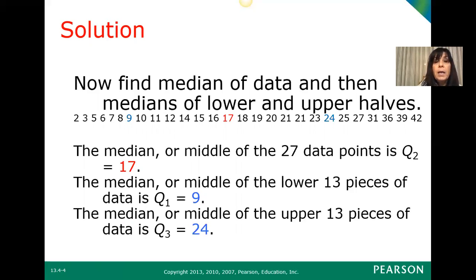Q3. Again, just to repeat, if there was an even amount of data in either the lower or the upper half, and it would be the same in both, you would find the average of the two that were in the middle to find the Q1 and the Q3.